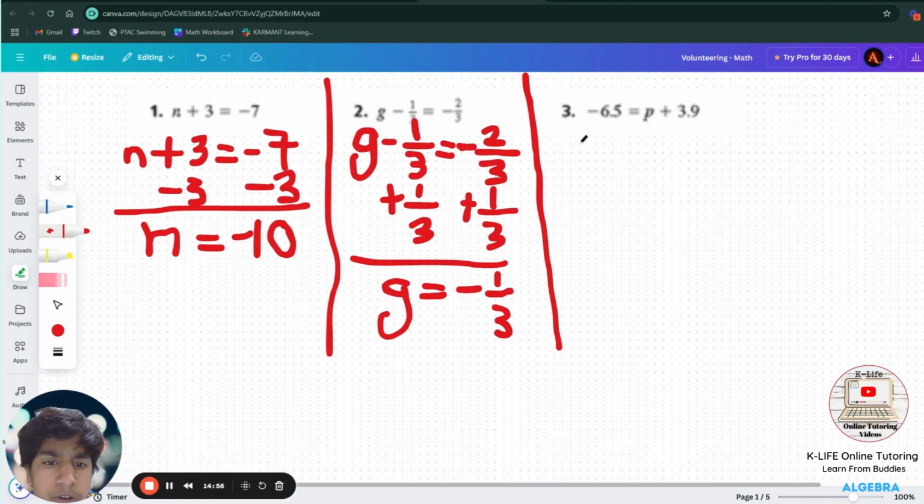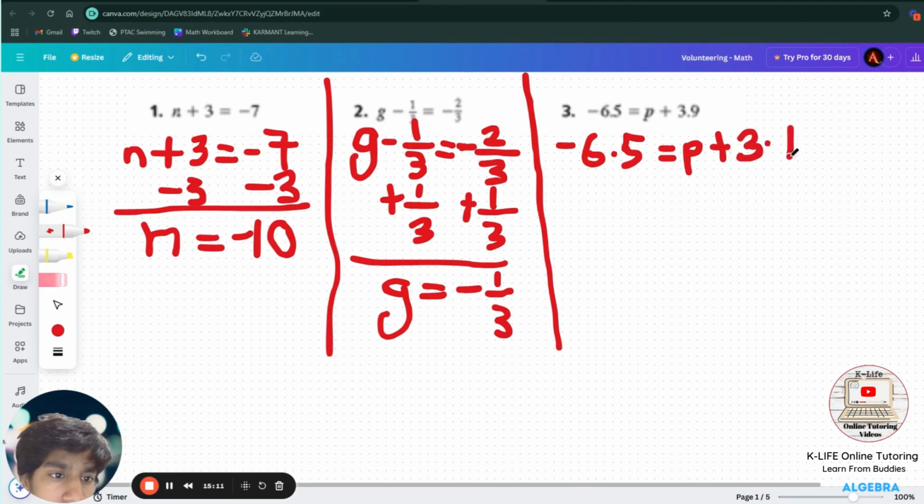Now, what we can do is, I'm sorry, let me write this out first. So negative 6.5 equals p plus 3.9. Okay? So now you have negative 6.5 equals p plus 3.9.